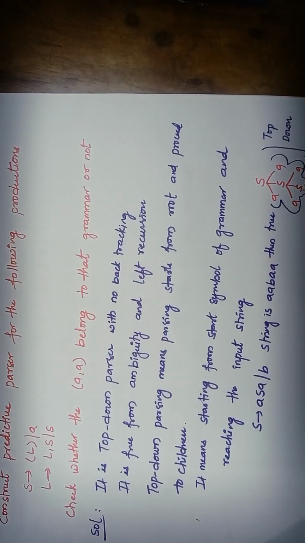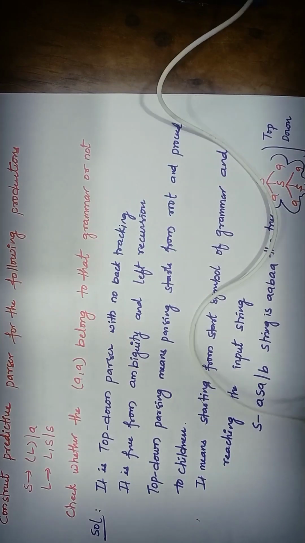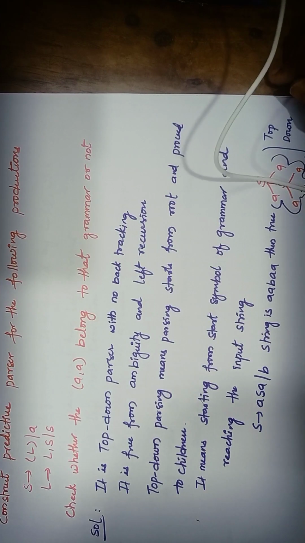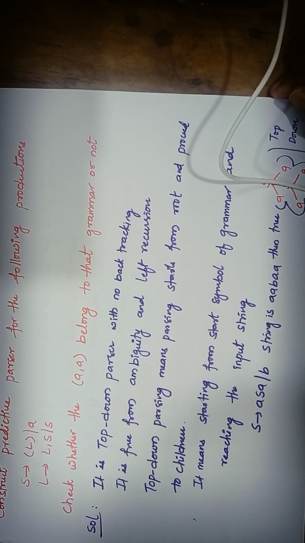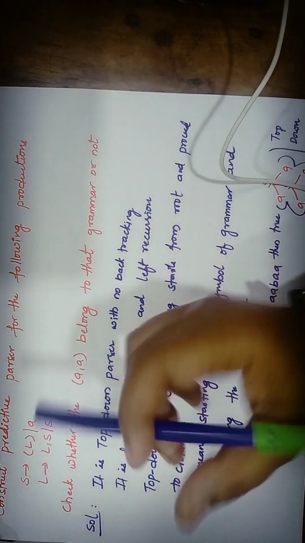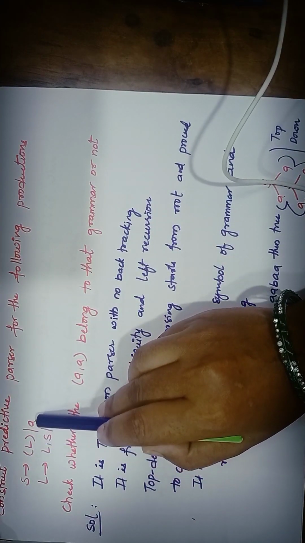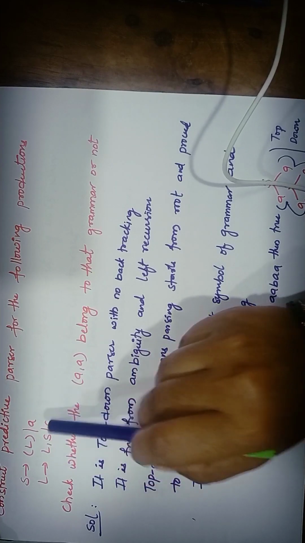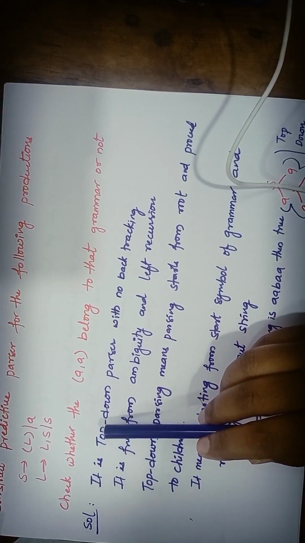Hello everyone. Today we are going to discuss predictive parser with an example. In this example, we are given to construct a predictive parser for the following productions: S tends to (L) | a, L tends to L, S | S. Check whether the string (a, a) belongs to the grammar or not.